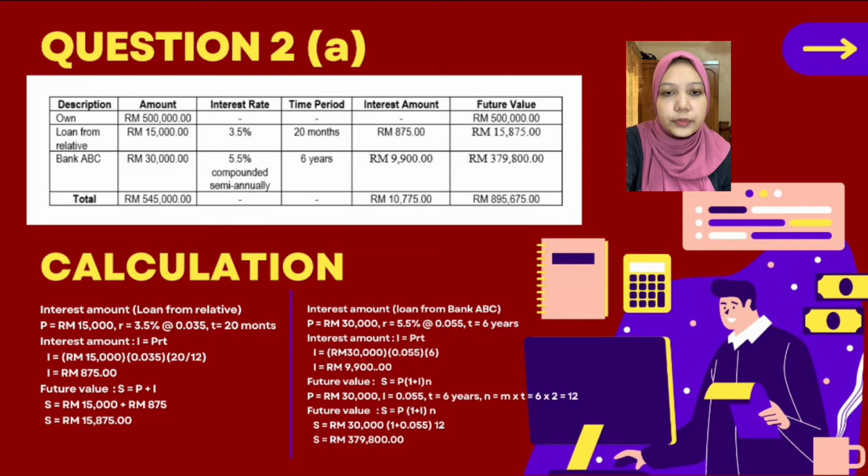57,036 ringgit. For the three loans, the total amount is 545,000. The total interest amount is 10,775 ringgit and lastly, the total future value for the three loans is 572,911. That's all. Thank you.